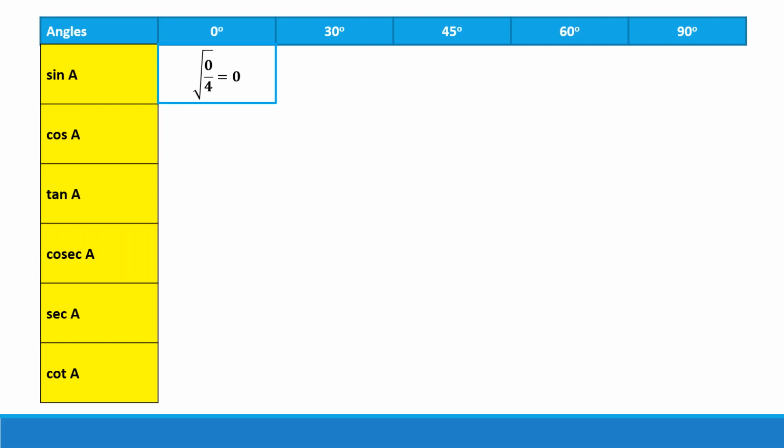Now for 30 degree, we have already calculated that it is 1 by 2. So how can it be? As I said, after 0, 1 will come. So 1 divided by 4, taken the square root: square root of 1 is 1, square root of 4 is 2. So we have written 1 by 2. For the next one, we write 2 by 4, take square root, 2 by 4 is 1 by 2.